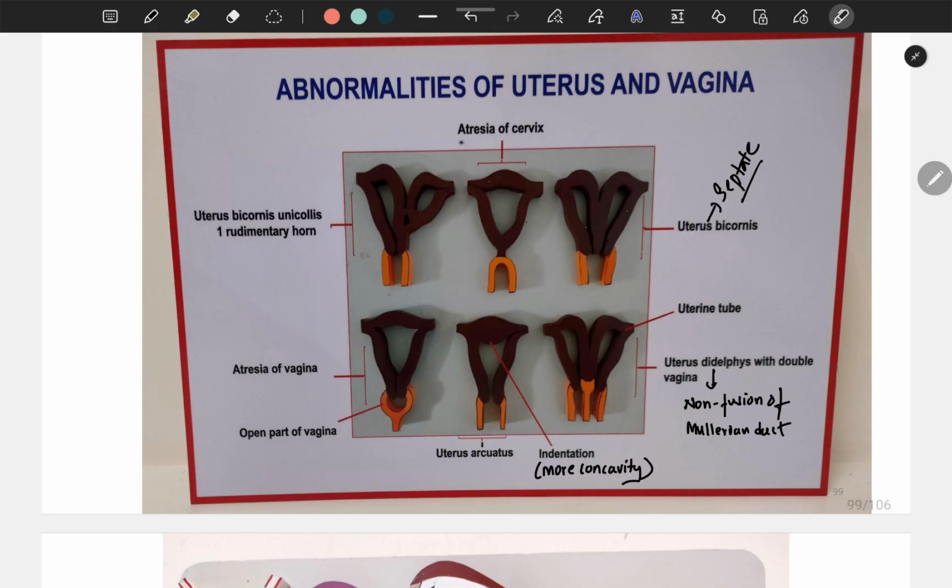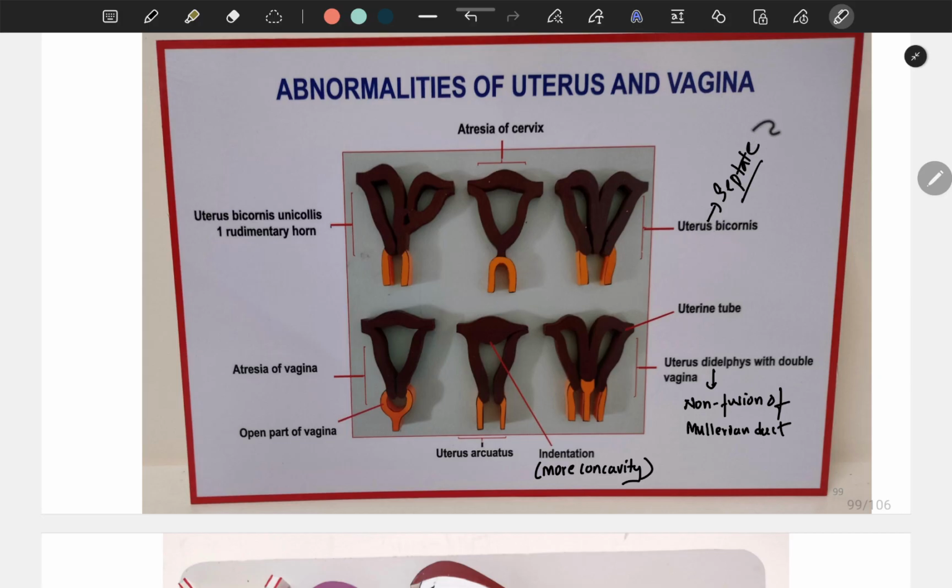Second is atresia of the cervix. Here, sir, this is called the cervix, right? It is narrowed here. Here it is narrowed. Okay, that is called atresia of the cervix.